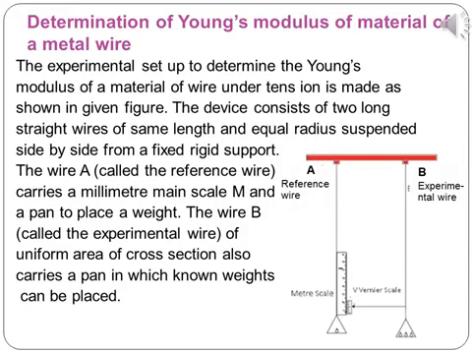It consists of two long straight wires of the same length and equal radius suspended side by side from a fixed rigid support. The wire A, which is called the reference wire, carries a millimeter main scale M and a pan to place a weight. The wire B, which is called the experimental wire, of uniform area of cross-section, also carries a pan in which weights can be placed.